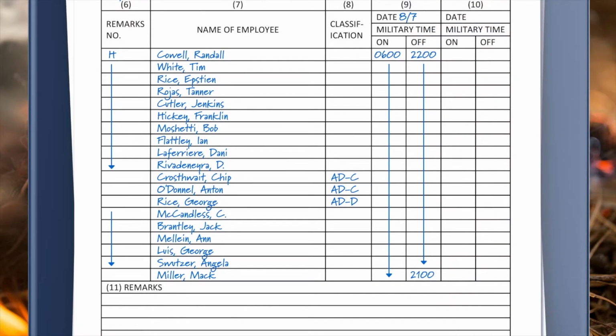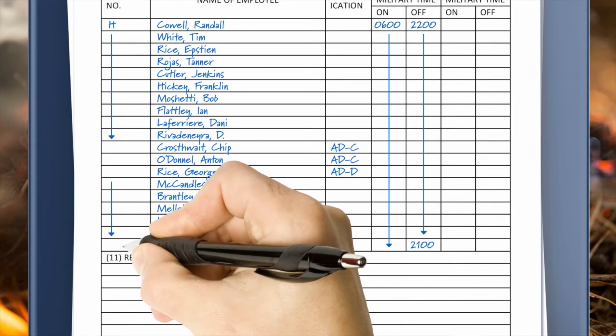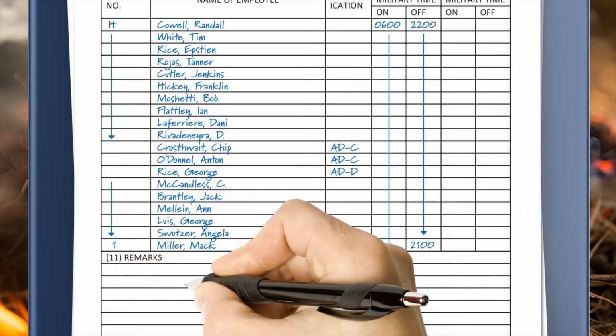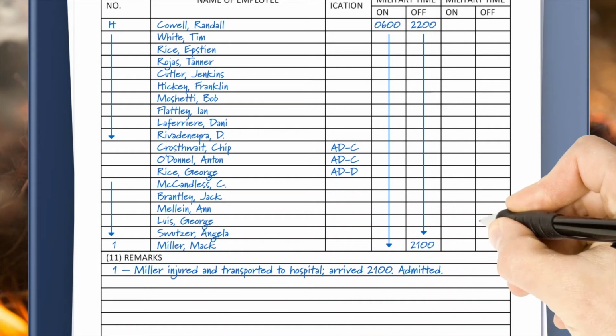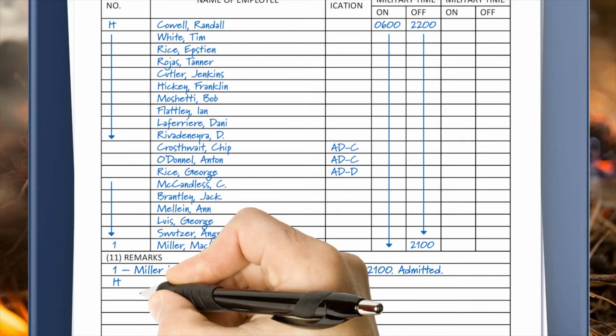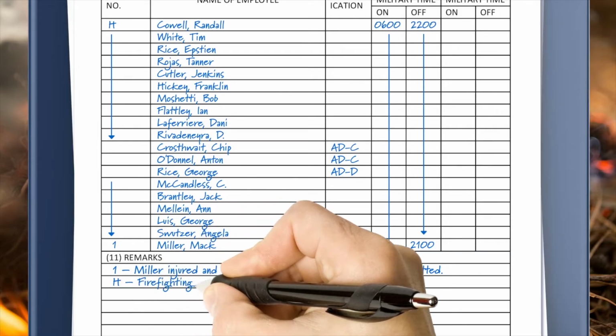Block 11 is where the crew boss explains anything out of the ordinary. The explanations correlate with the notations in Block 6. For example, if the crew boss puts the number 1 in Block 6, they will also put a number 1 in Block 11, followed by the explanation. Alternatively, the crew boss can enter a letter such as H for hazard pay. In Block 11, they will explain the reason for the hazard pay, such as firefighting on an uncontrolled fire line.